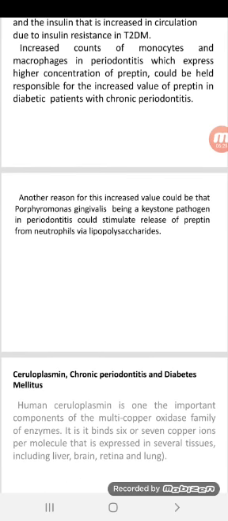Another reason for this increased value could be that Porphyromonas gingivalis, being a keystone pathogen in periodontitis, could stimulate release of preptin from neutrophil via lipopolysaccharide.